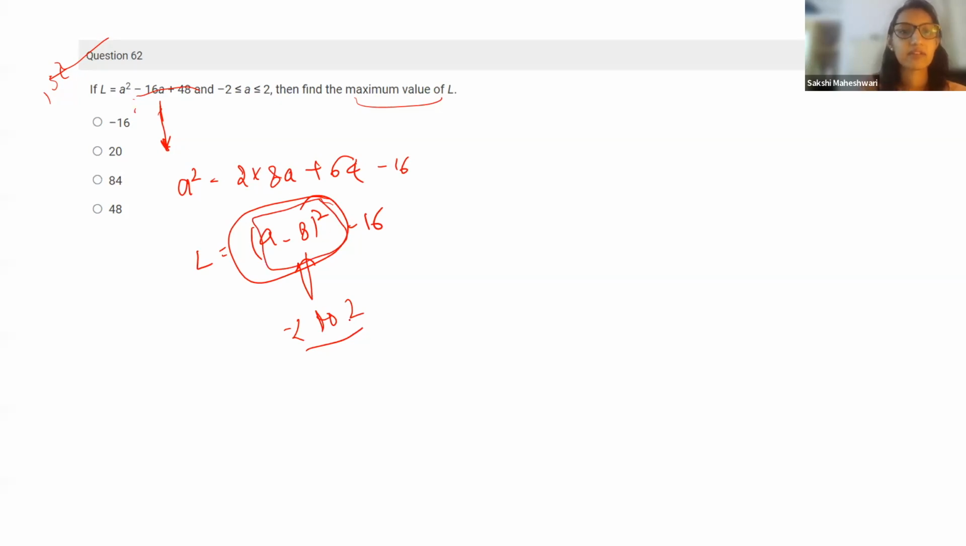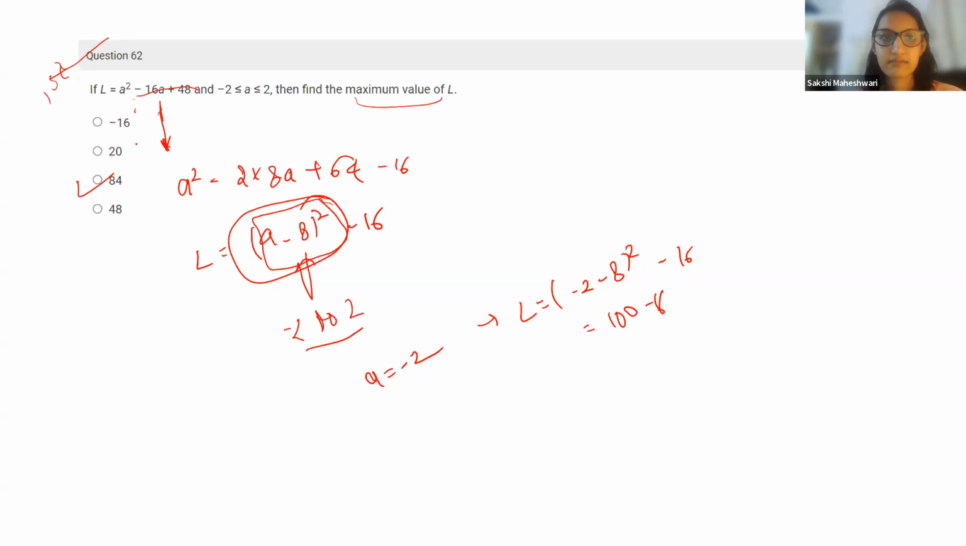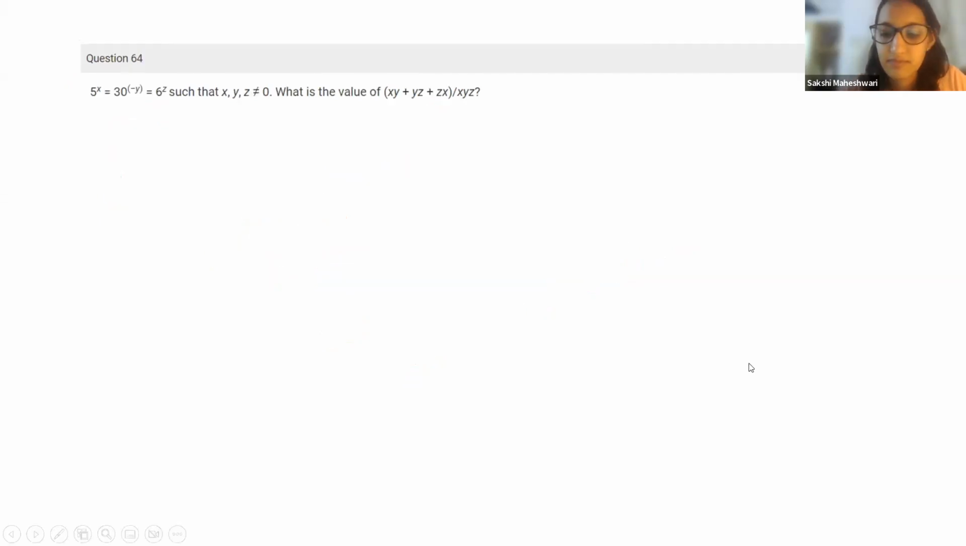Since this is a square, you'll put a equals to minus 2. This gives you L is equal to (minus 2 minus 8) the whole square minus 16. That is 100 minus 16, which is 84. Getting it? This is easy peasy. Yes. Okay. So let's move on. Guys, if you have any doubts, please tell me, okay?